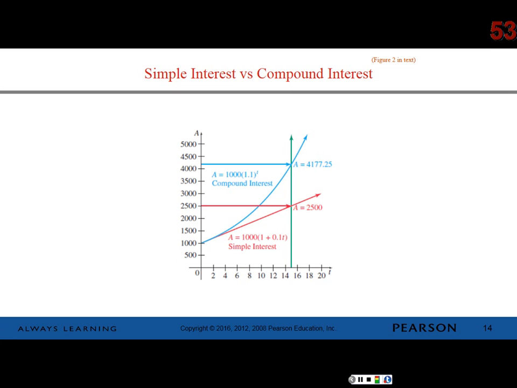But if you had been getting your interest compounded, let's say yearly, not even monthly, but compounded yearly, not just simple interest, you would have had $4,177.25. So look at the difference in the amount of money that you would have by compound interest. Now imagine how much more that would be if instead of compounding once a year, they compounded quarterly or monthly even. You could actually make a lot of money.